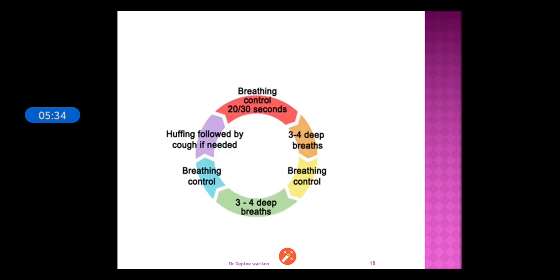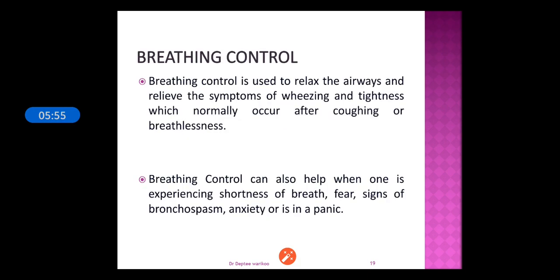So, this is the active cycle, which starts with 20 to 30 seconds of breath control, then 3 to 4 deep breaths, then again breath control, then 3 to 4 deep breaths, then again breath control, followed by huffing and then breathing. This is a cycle which is performed. So, first thing is the breathing control. It is used to relax the airways and relieve the symptoms of wheezing and tightness, which normally occur after coughing or breathlessness.